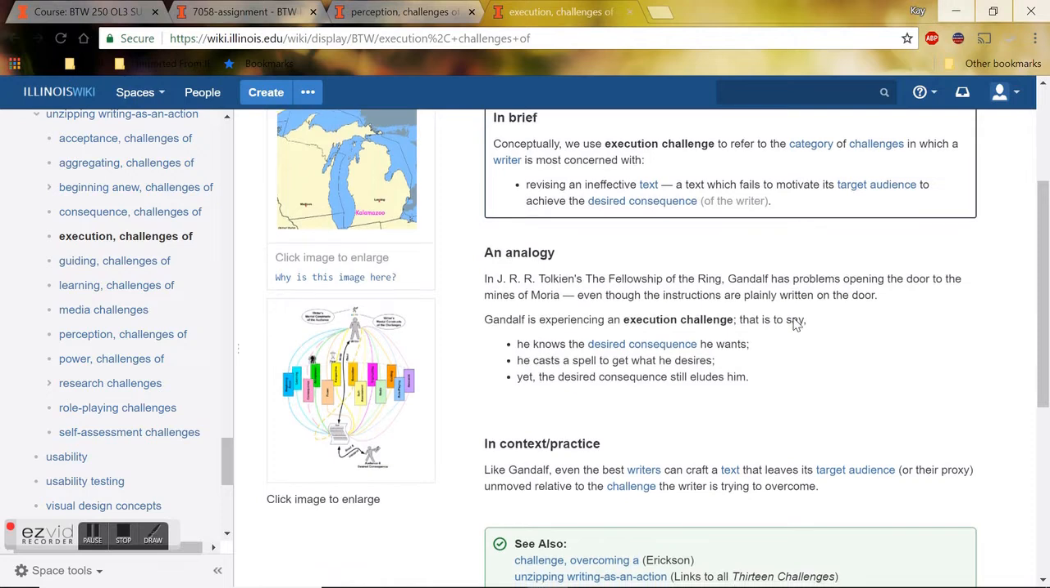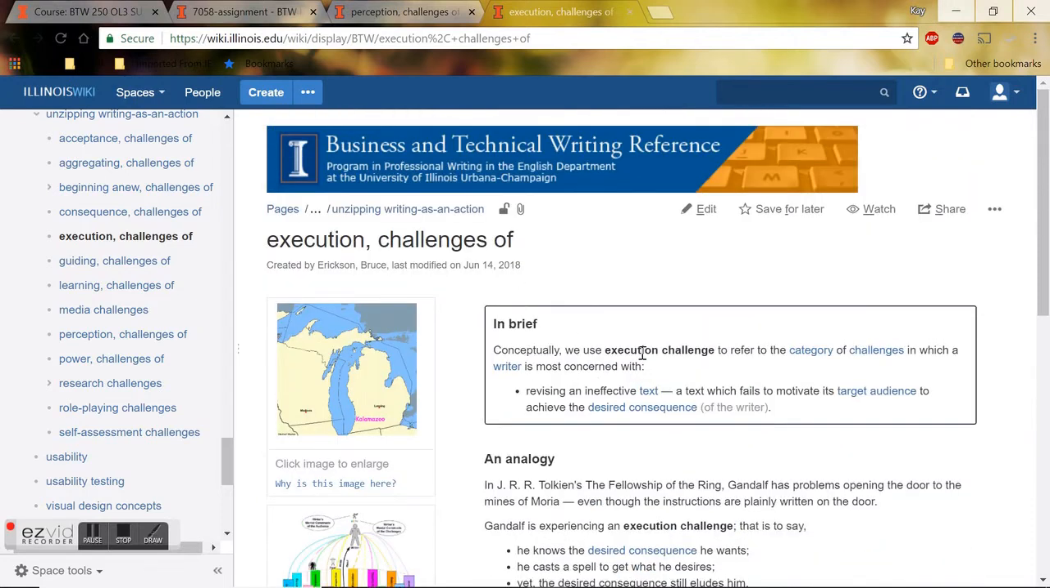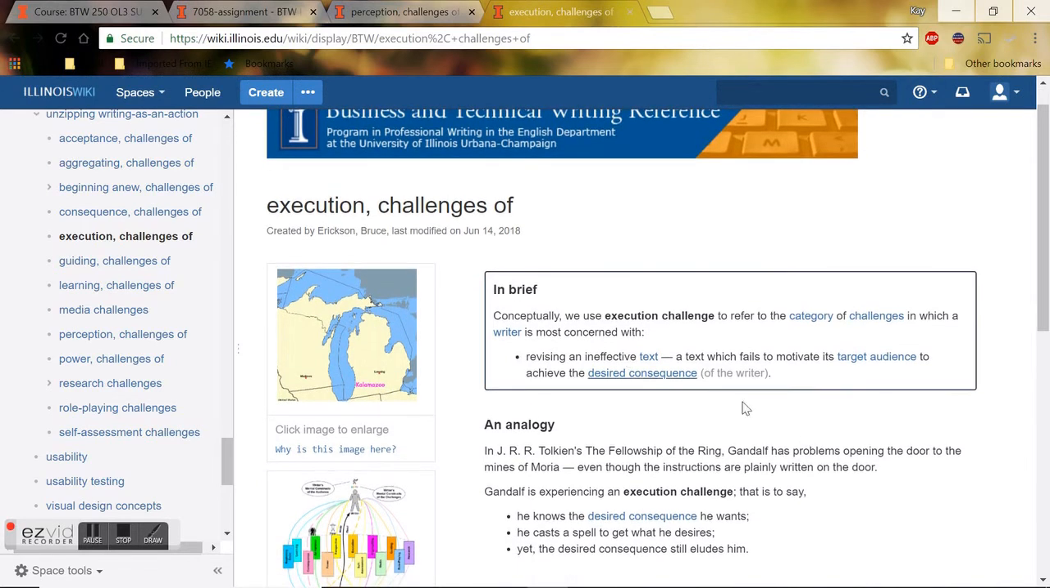You could have been thinking from your target audience's perspective and come up with arguments and evidence that you think they would value. But something in the execution of your plan is not having the desired effect. Okay. And so this really relates to revision and peer review a lot because it's really difficult to identify from our own perspective what is working and what is not. Okay, so that's the execution challenge.